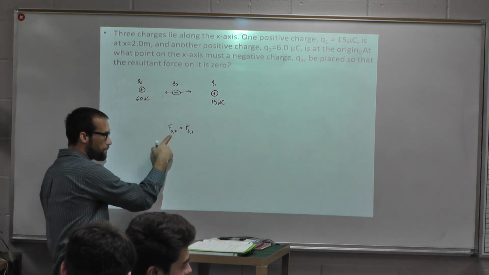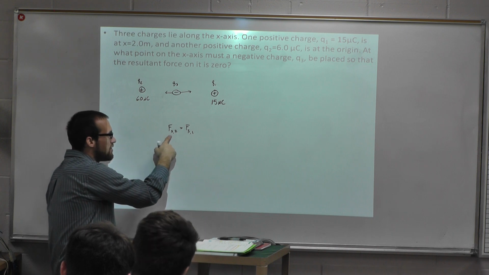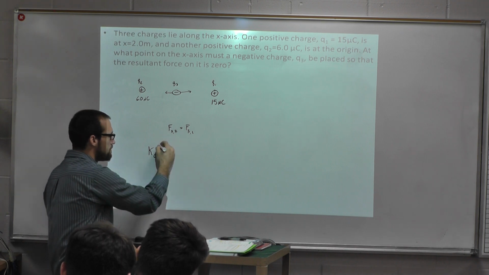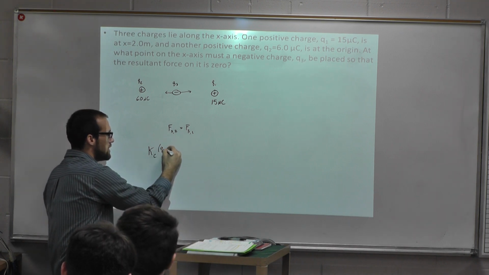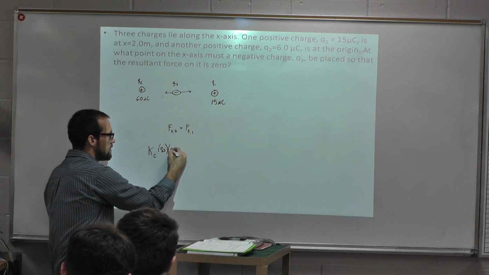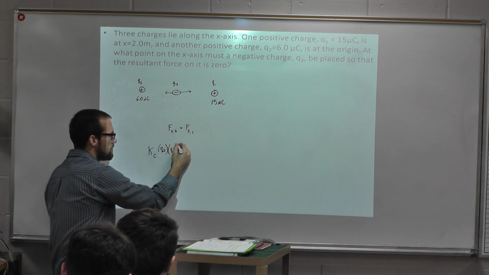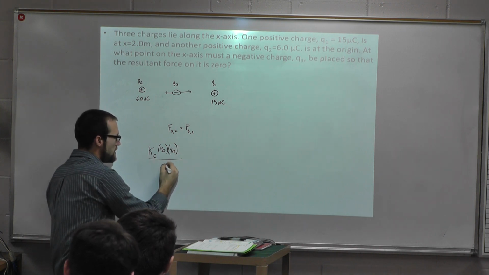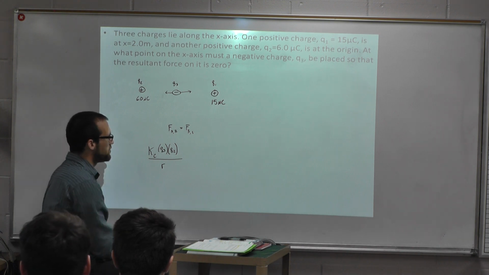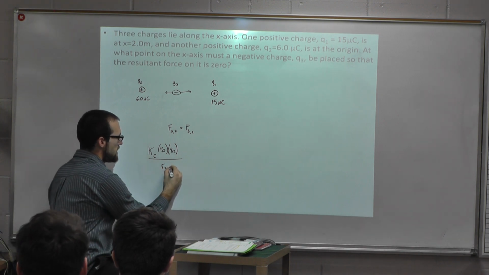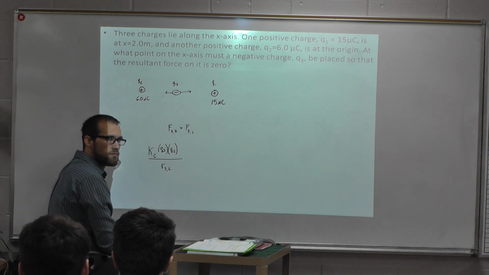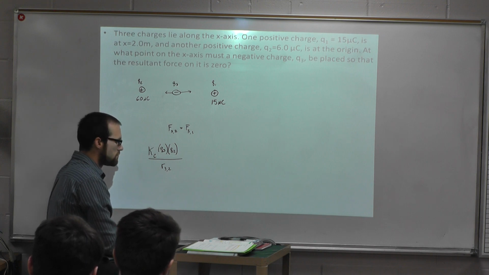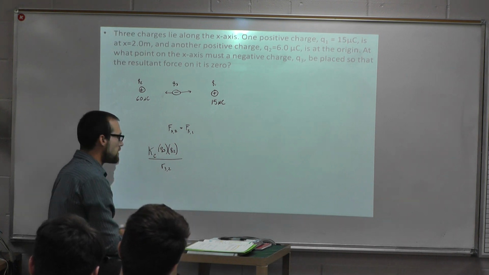Anyways, so the force on 3 by 2 would be k_C Q3 Q2 all over the r between 3 and 2. It's the same equation we use to find the electric force. Why isn't that squared? It should be. Yeah. Okay.